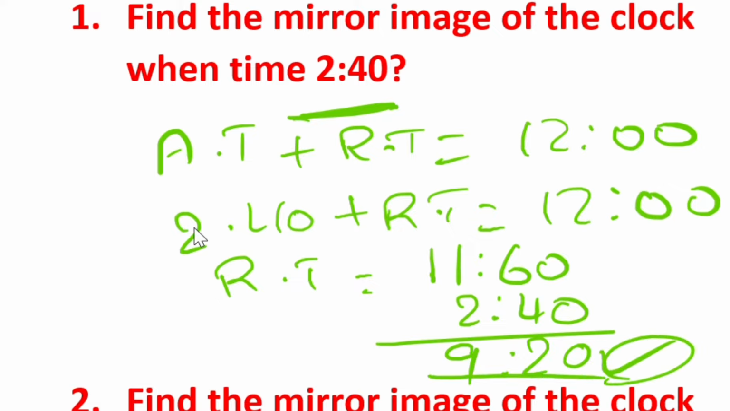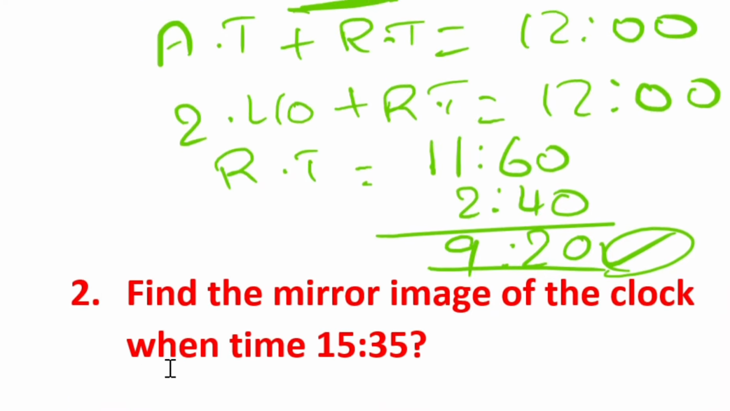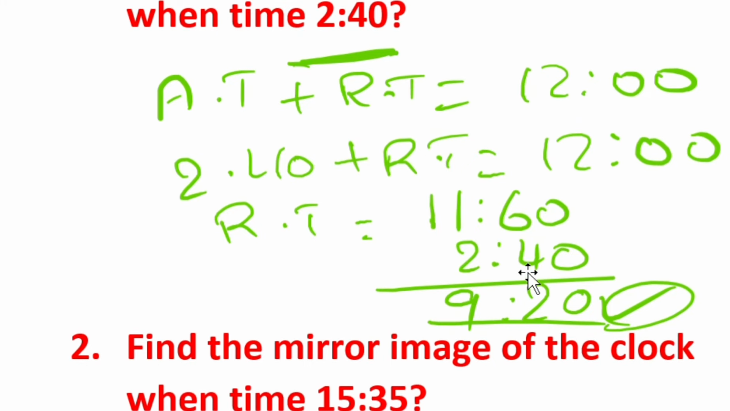So see friends how easy it was. If you try it in your imagination, it will be very difficult to answer in certain tough examinations. So this is the actual way you need to do it, so let's do it much faster. I hope you got the solution. I just took 12 o'clock as 11:60, 11 hours plus 60 minutes, and subtracted 2:40 from that. So the answer is going to be 9:20.